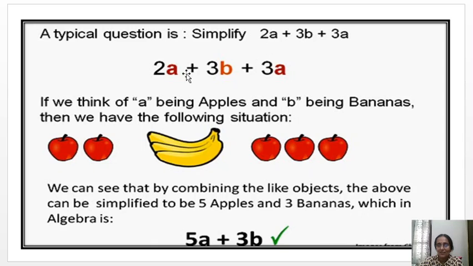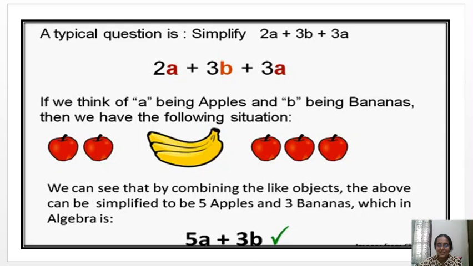2a means we will draw 2 apples here. 3b, 3 bananas we will draw. Then 3a is represented once again by 3 apples because the variable is the same here. A represents apple. Right. How can you add now? Only apples have to be added, right? 2a plus 3a is 5a, 5 apples, and plus 3 bananas.